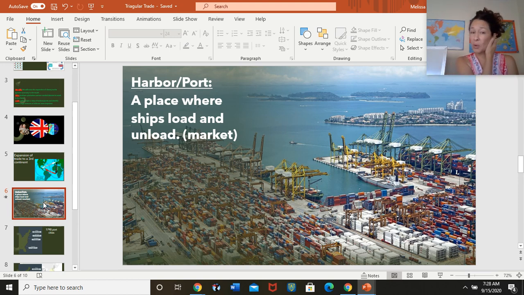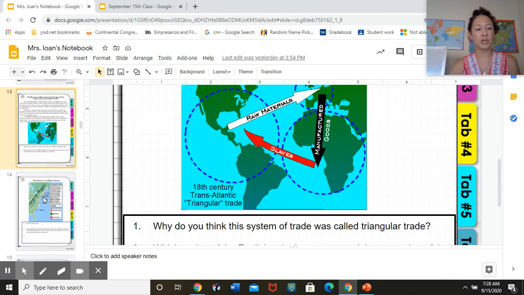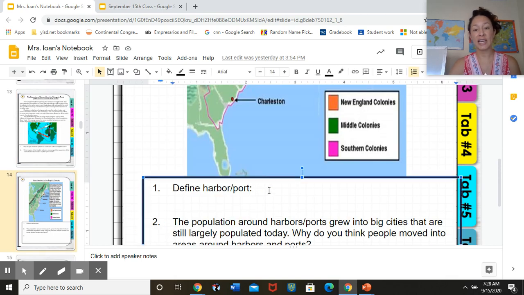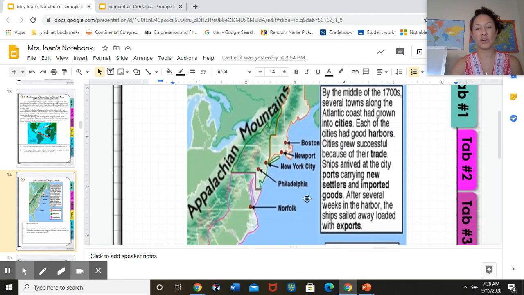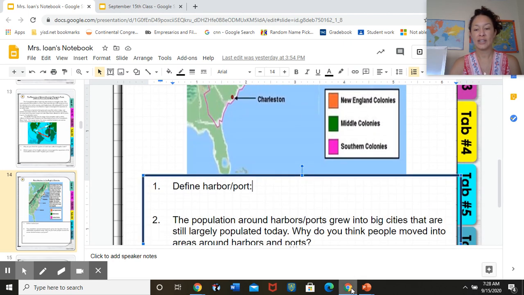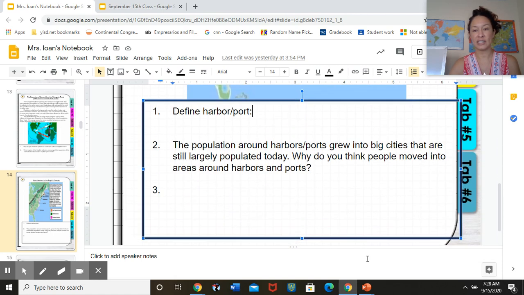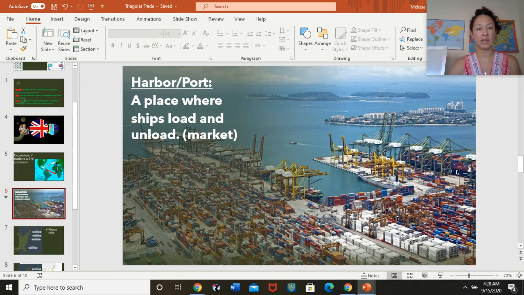A harbor or port is a place where ships load and unload. It's kind of like a market. And in your notebook on page 14, you're going to type this definition into number 1, okay? So here we are on page 14, the ports and harbors in English colonies. You're going to type that definition into number 1, a place where ships load and unload.